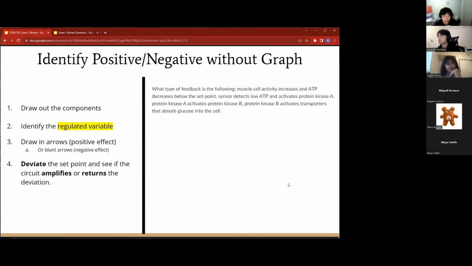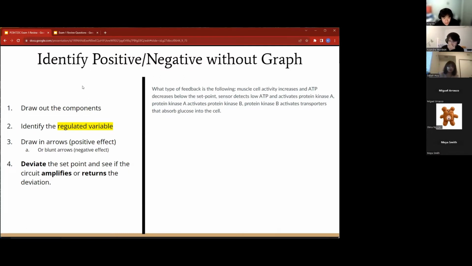Instead, it's going to give you a block of text, probably something like this, or a circuit. If you haven't checked it out, the figures preview for exam one had a circuit, but everything was redacted. So there's not much info on there, but make sure you know how to read circuits, which I'll go through now. So how do we identify if this whole system is a positive or a negative feedback loop without the graph? It's very simple, and I broke it down into 4 steps here.